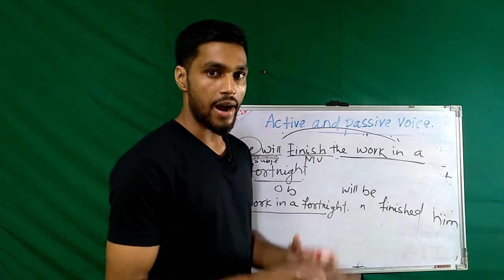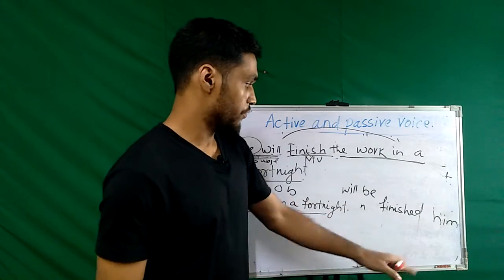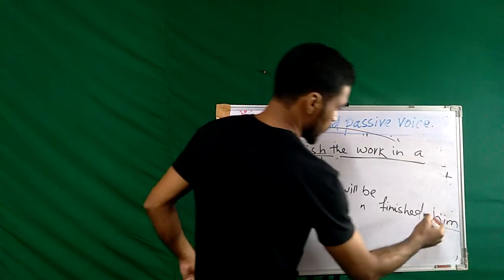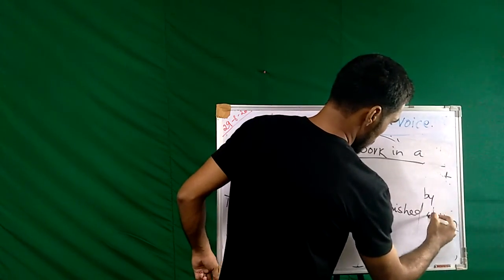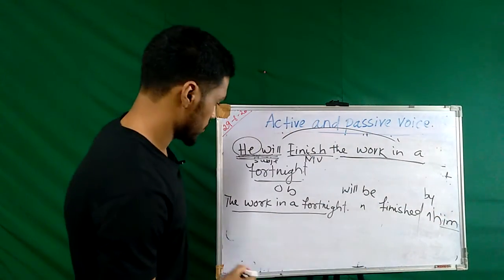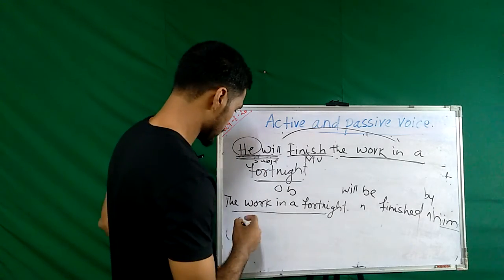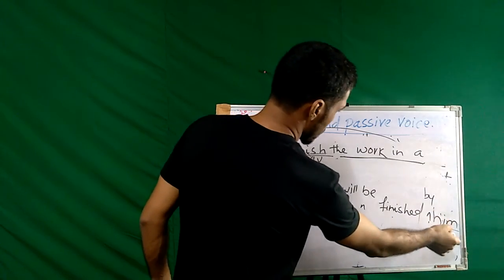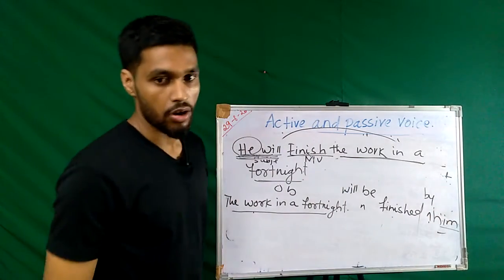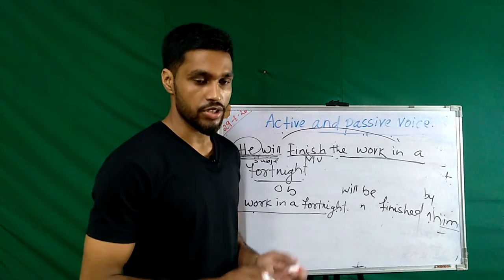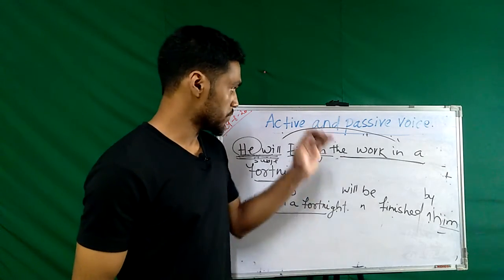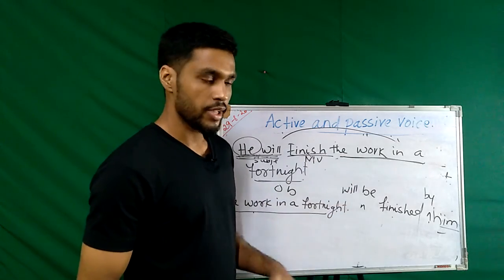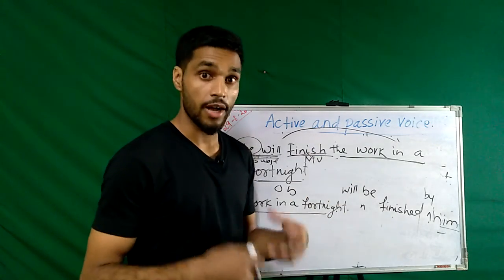We have to add preposition by before object, and what is the object? Him. We have to add by, right, and we are done with converting active voice into passive voice. The work in a fortnight will be finished by him. So, this is how we have to convert the active voice into passive voice. So, this is something about active voice, and I will be giving some more things related to active and passive voice in the next class.